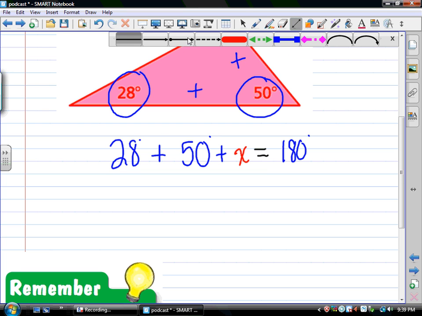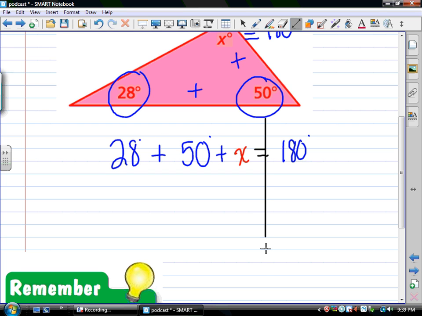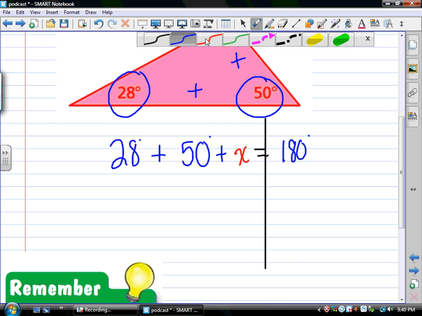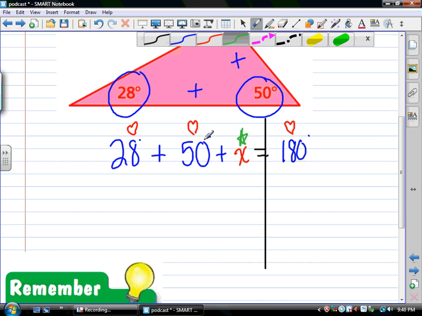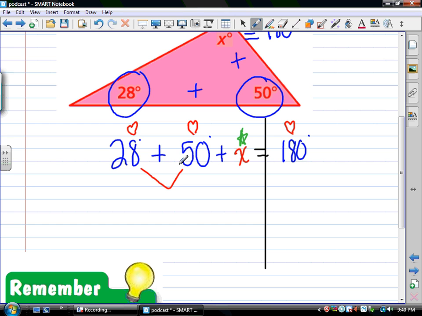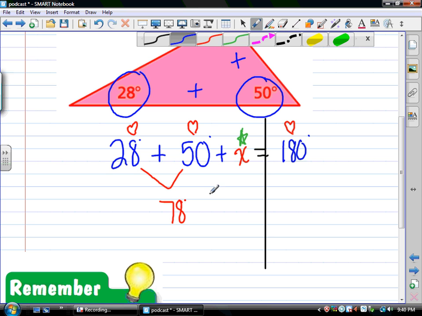Now that I have my equation, hearts and stars: combine like terms. These will be my hearts. This will be my star. Since these hearts are on the same side of the ocean or line, I'm going to put them together, and I'm going to add 28 degrees and 50 degrees. If I do that correctly, it should give me 78 degrees. I will write the rest of my equation.